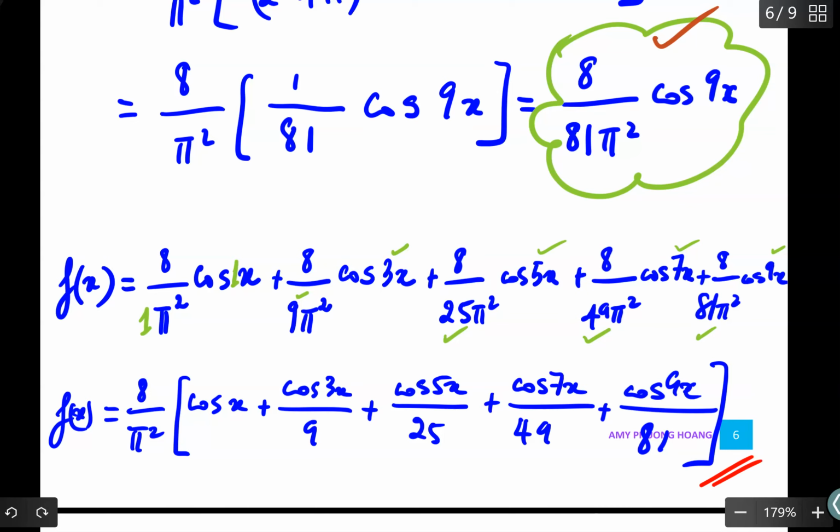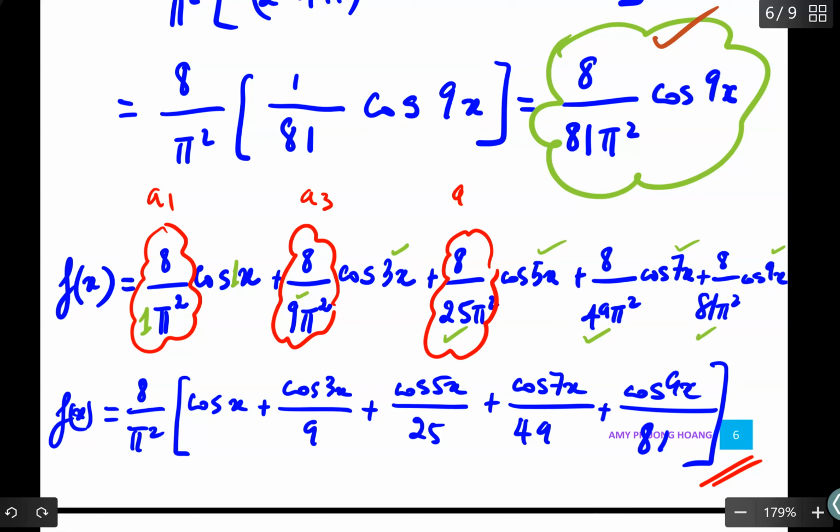Alright, so let's recap what we have. Here is my A1. Here is my A3. Here is my A5. Here is my A7. And here is my A9.